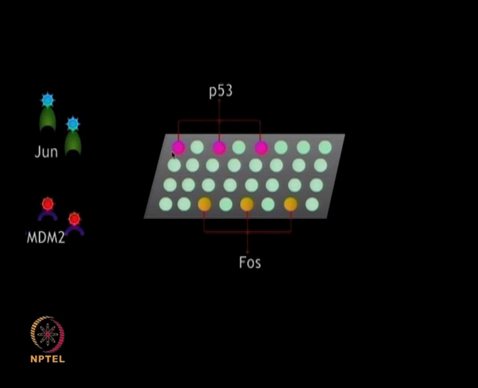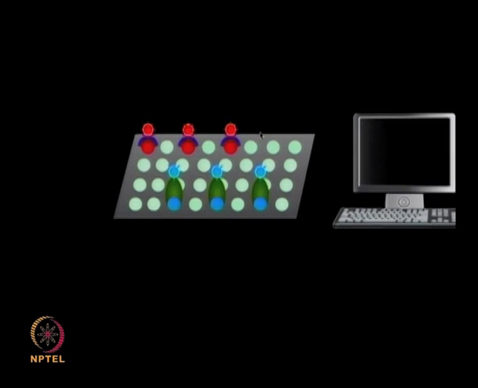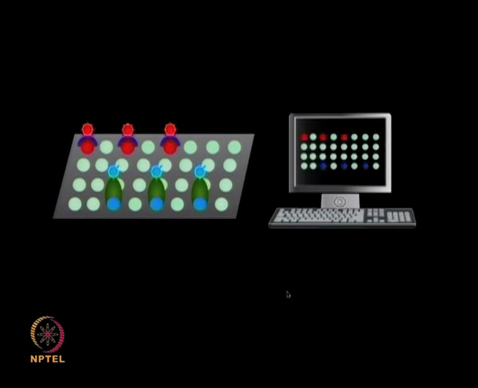So, on the array surface there are both P53 and Fos proteins present. Now, if we drag the Jun protein, it should interact with the Fos protein, as you can see by these interactions here. Now, MDM2 proteins interact with P53 protein. Once this interaction is established, then these signals can be detected by using a scanner.